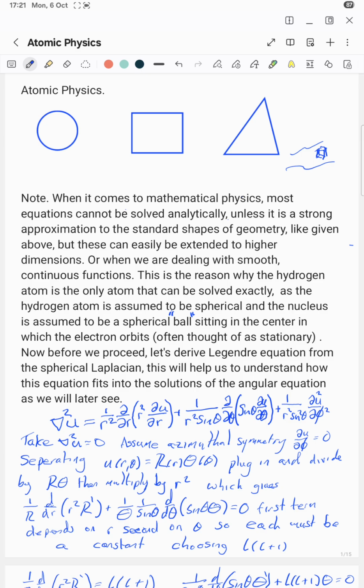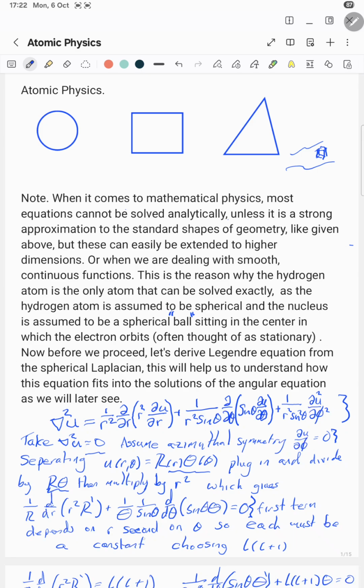Anyway, let's begin with looking at the Laplacian, the spherical Laplacian, which is here, which you would have seen before, I'm assuming, if you're watching this. First, we'll take this spherical Laplacian to equal 0. Assume we have azimuthal symmetry, and we separate this into its radial and theta components, and we plug in and divide by the radial and theta parts, and then multiply by r squared, which will give us this form here.